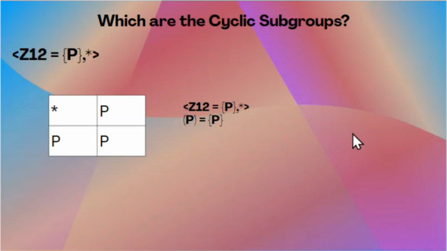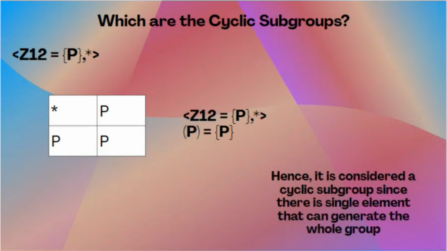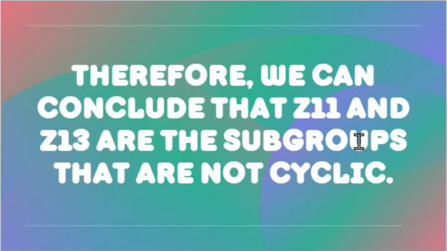And of course, for our trivial subgroup, we have P under binary operation star. So P star P is P. So it's a cyclic subgroup because it generates the whole group. So therefore, we can conclude that Z11 and Z13 are the subgroups that are not cyclic. And then the rest of them are all cyclic.